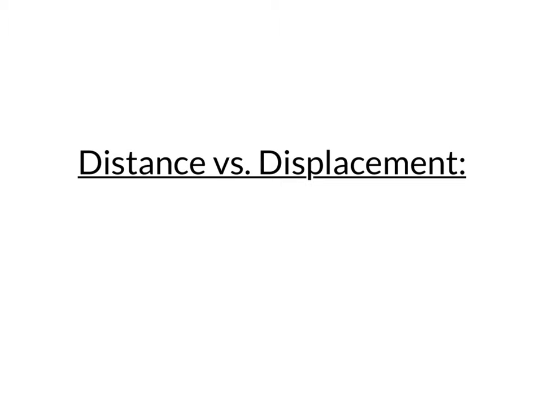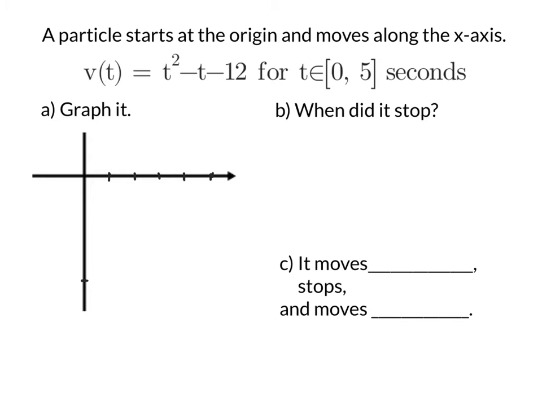I want to take some time and go through an example to illustrate the difference between distance and displacement. So let's think about that familiar particle problem: a particle starts at the origin and moves along the x-axis, such that its velocity is given by v(t) = t² - t - 12, for t on the interval from 0 to 5 seconds.